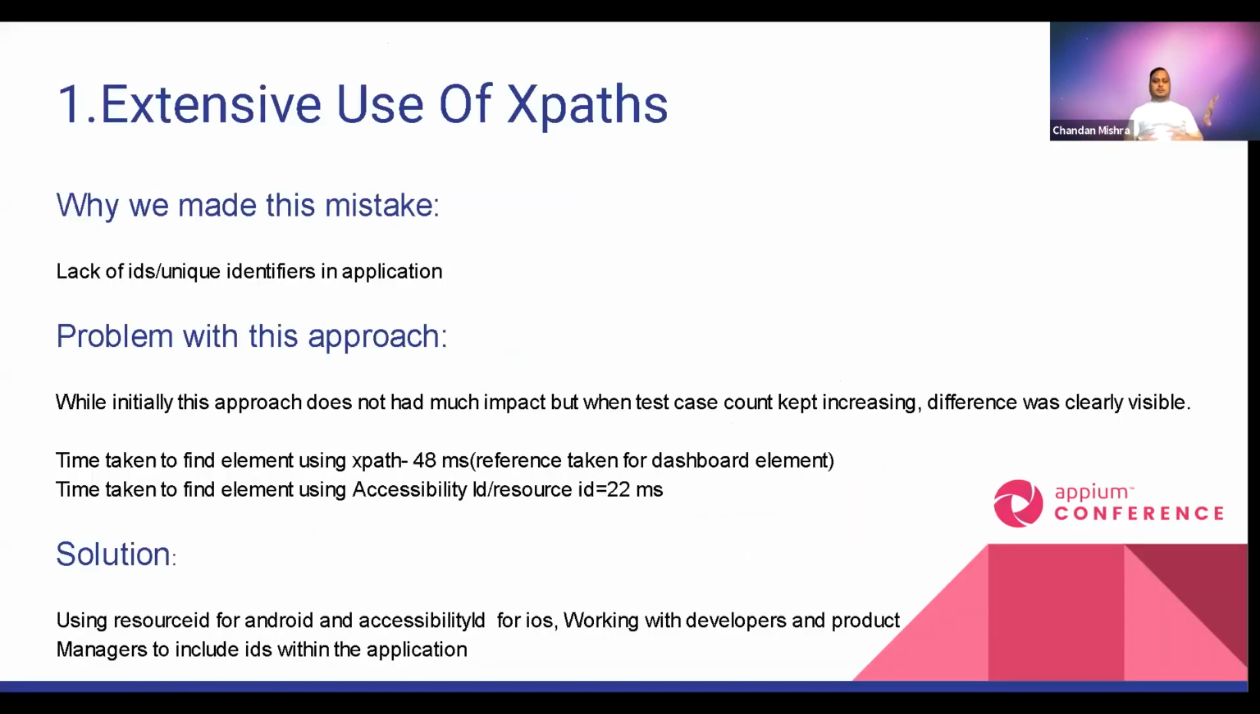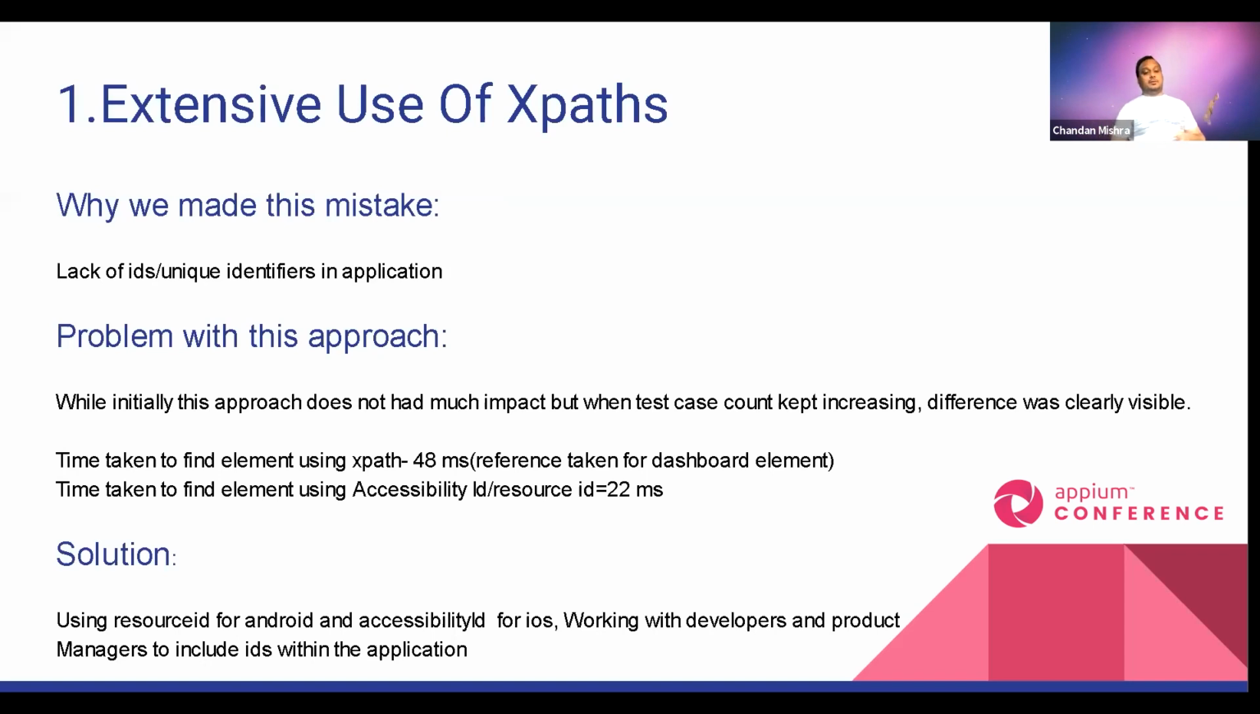As an automation engineer, when you go into the automation field, this is the first beginner mistake we make: we make a lot of use of XPath. Sometimes this is due to not knowing that IDs are faster, and sometimes in our case, because a lot of accessibility IDs and resource IDs were not present in the application, we had no other way. So we had to use XPath initially.